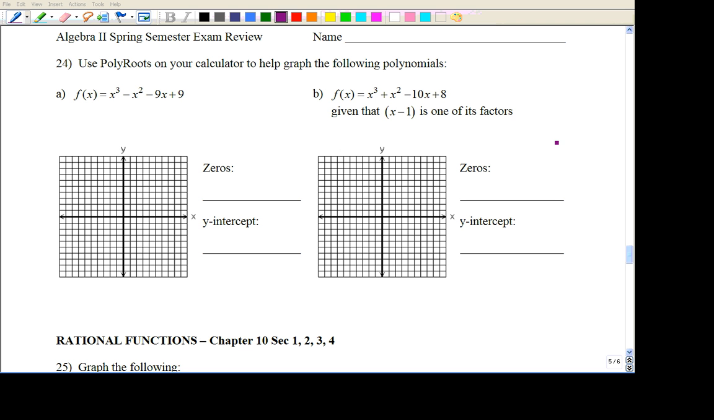Okay, so this is now Mrs. Suderman, and we are on page 5 of 6 of your review packet. Number 24 says you can use polyroots on your calculator to help graph the following polynomials, or you can solve it the way that I'm about to.